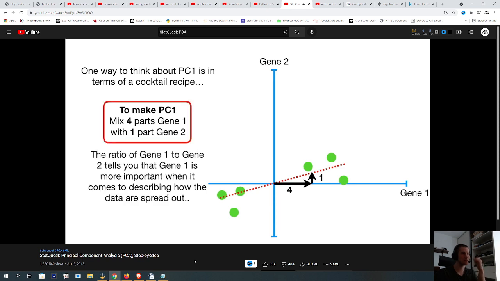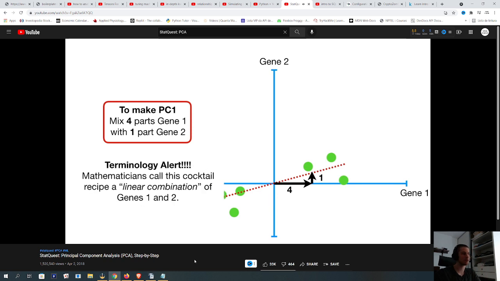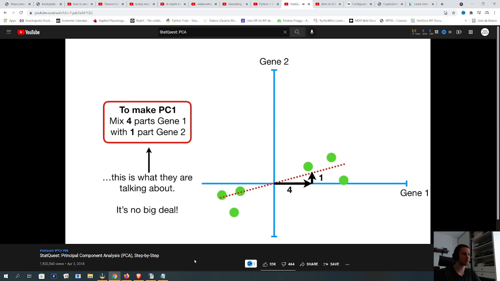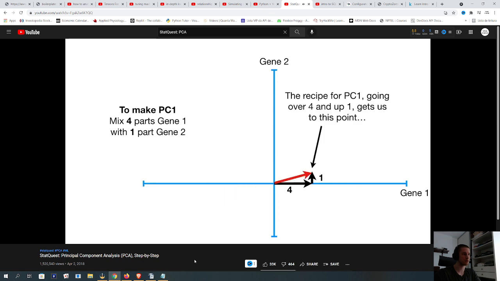The ratio of gene 1 to gene 2 tells you that gene 1 is more important when it comes to describing how the data are spread out. Oh no, terminology alert! Mathematicians call this cocktail recipe a linear combination of genes 1 and 2. I mention this because when someone says PC1 is a linear combination of variables, this is what they're talking about. It's no big deal. The recipe for PC1, going over 4 and up 1, gets us to this point.